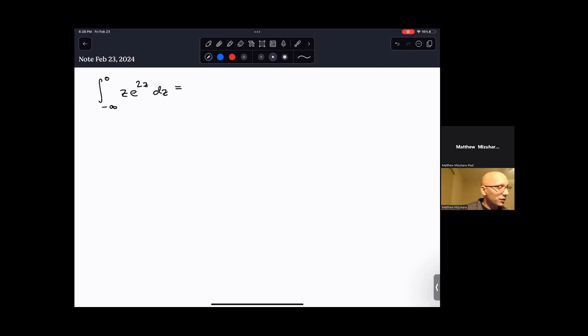So this first integral is an integral from negative infinity to 0. So this is type 1. Let's go ahead and set this up. So that's going to be a limit as n approaches negative infinity of the integral from n to 0. Okay, my function is z e to the 2z dz.